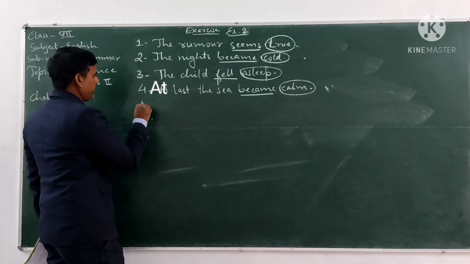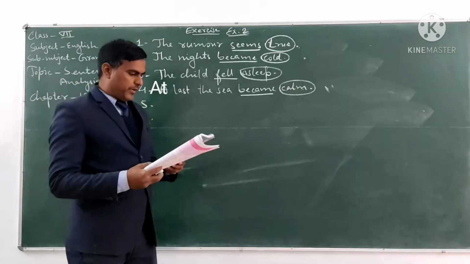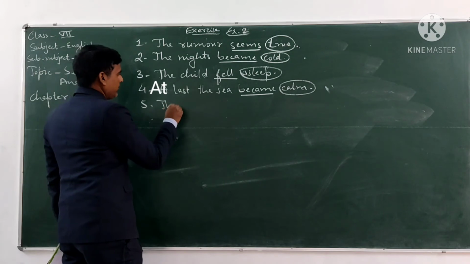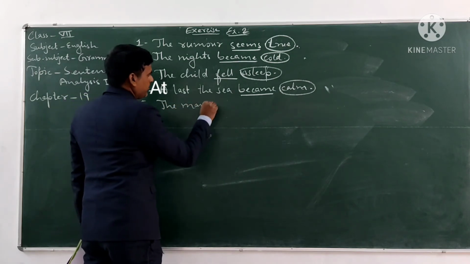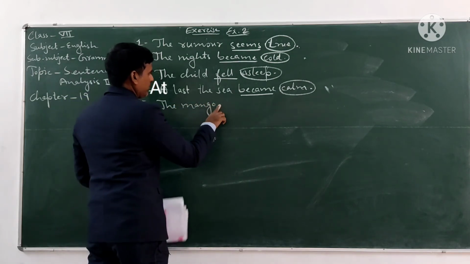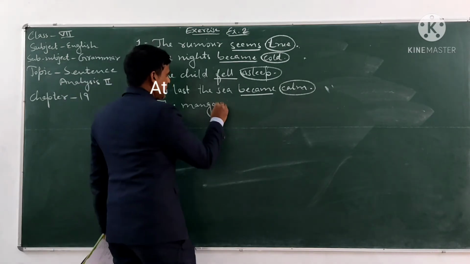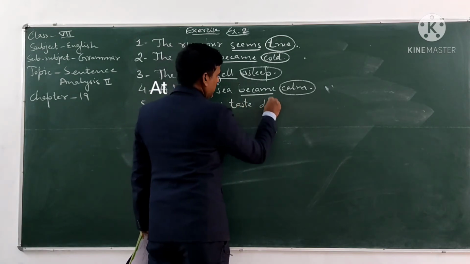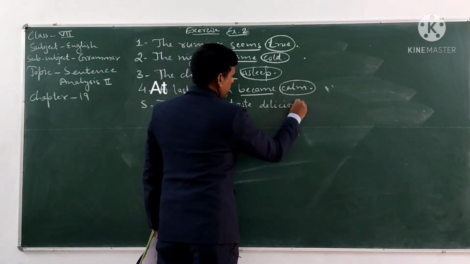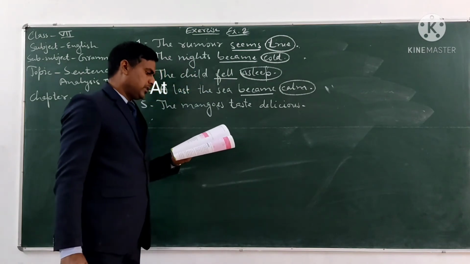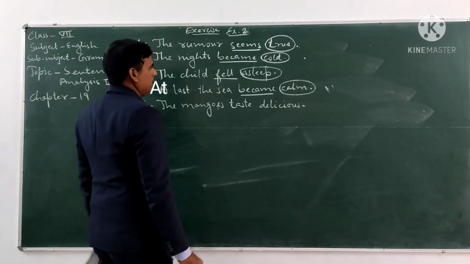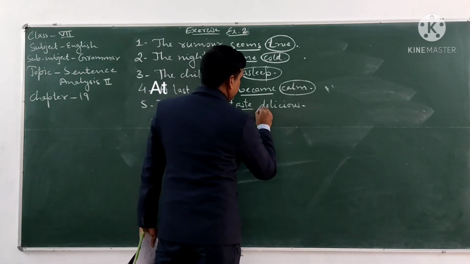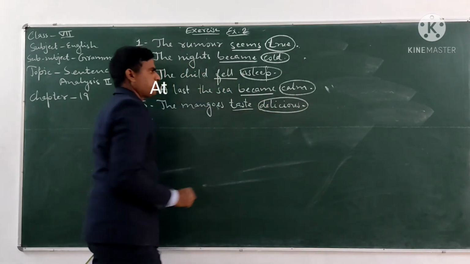Now see sentence number 5. Sentence number 5 is, the mangoes taste delicious. The mangoes taste delicious. So taste is the verb and delicious is the complement.